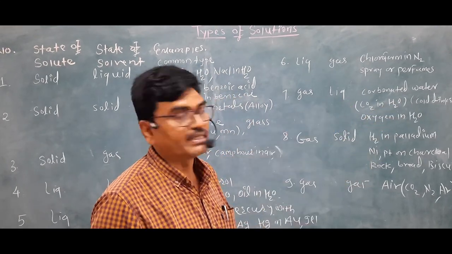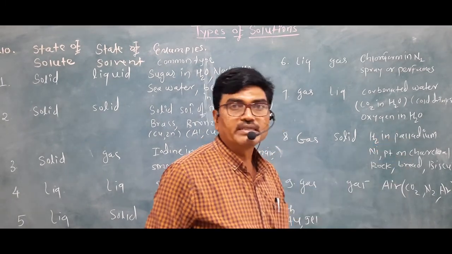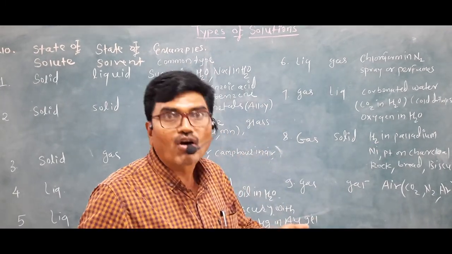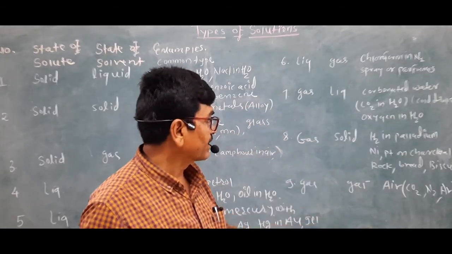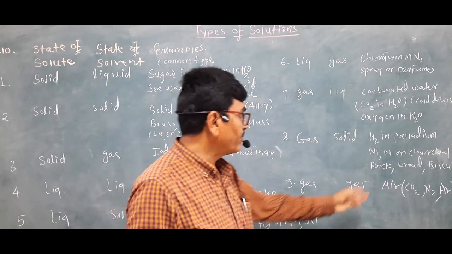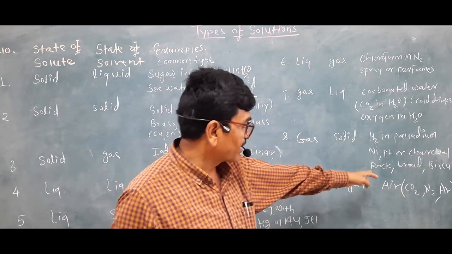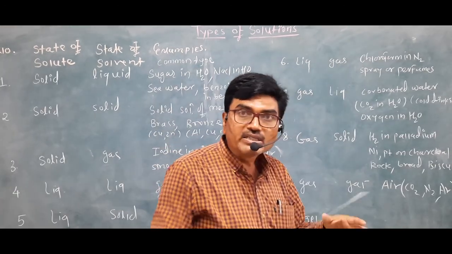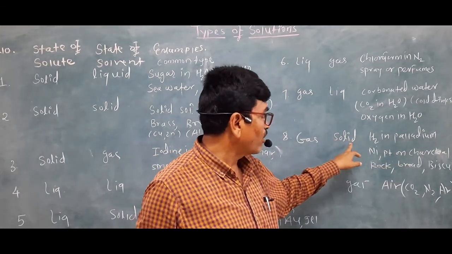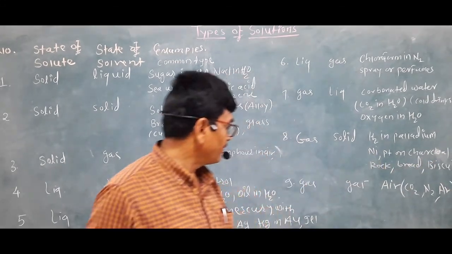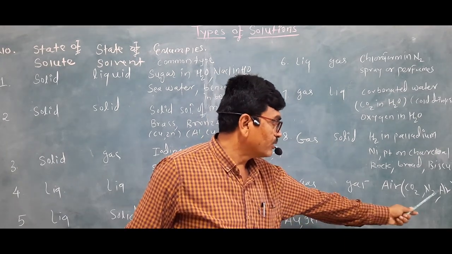Gas in liquid example. Then gas in solid: hydrogen in palladium. Hydrogen in catalytic reactions is adsorbed on the surface of palladium, nickel or platinum, or adsorbed on charcoal. Adsorption, gas in solid. Rock, bread, biscuits are examples of gas in solid. Porous substances like rock and bread, where the gas is scattered in a larger solid. Solute gas, solvent solid, biscuits is the example. Then gas in gas: air, a mixture of CO2, N2, argon.